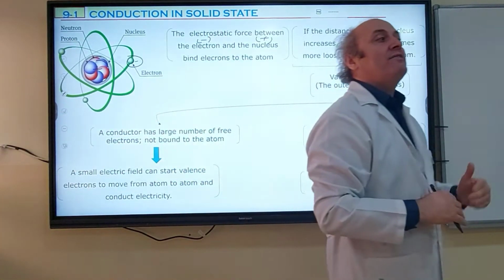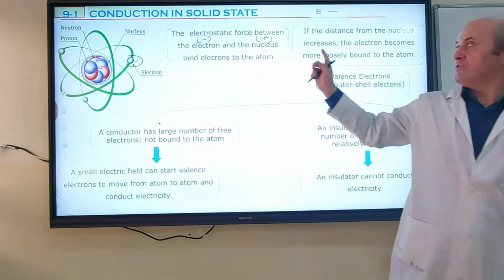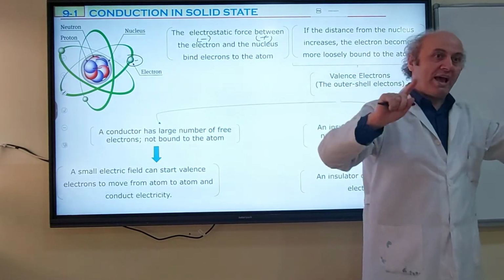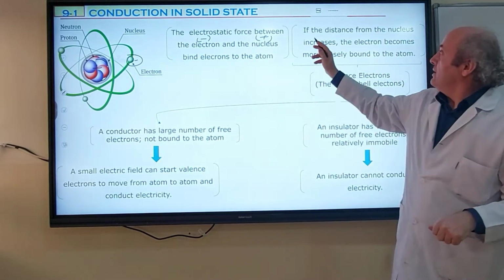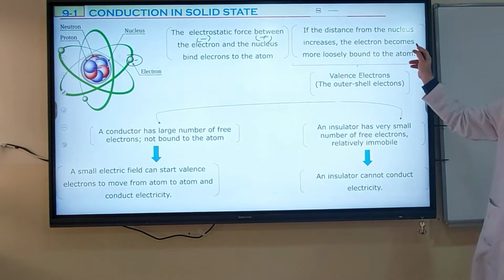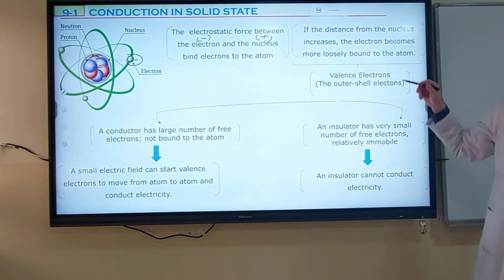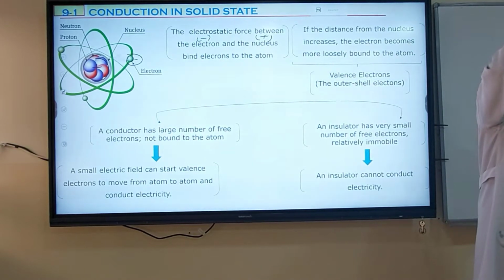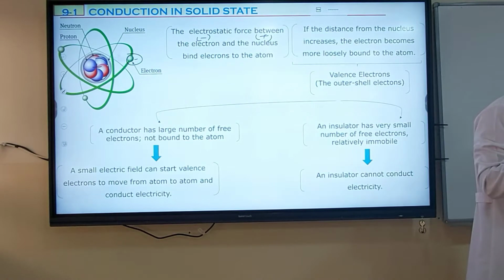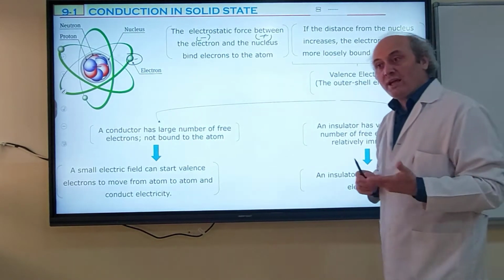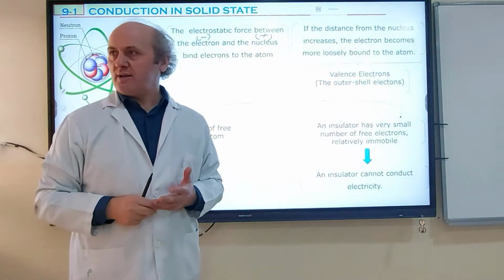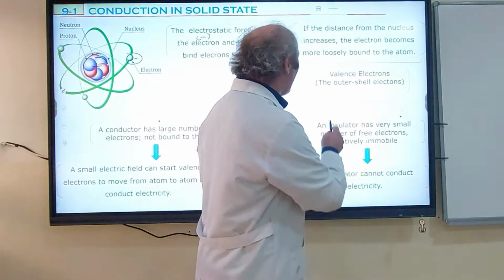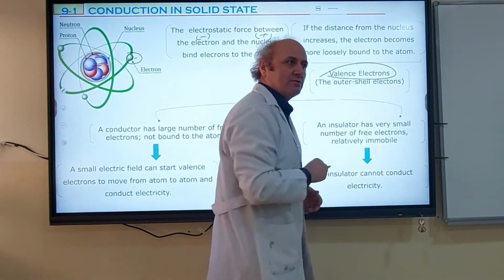As the distance increases between these two charges, positive and negative, the electrostatic force decreases. As this force decreases, if the distance from the nucleus increases, the electron becomes more loosely bound to the atom. Closer electrons are strongly bound, but far electrons are weakly bound to the nucleus of the atom. So those electrons at the outermost orbits, farthest from the nucleus, are called valence electrons.